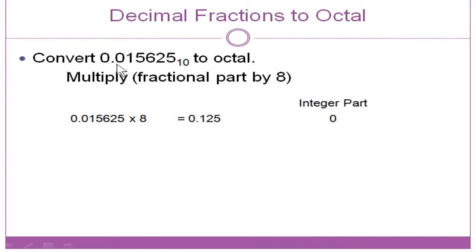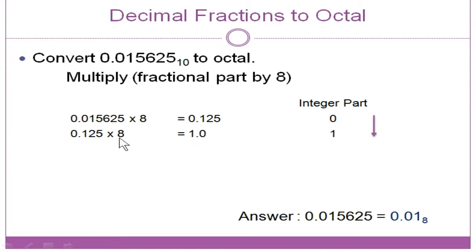So convert 0.015625 base 10 to octal. You are going to do the same thing. You multiply the fractional part by 8. So 0.015625 into 8, you will get 0.125. The integer part 0 will be taken separately. The remaining number you got is 0.125.